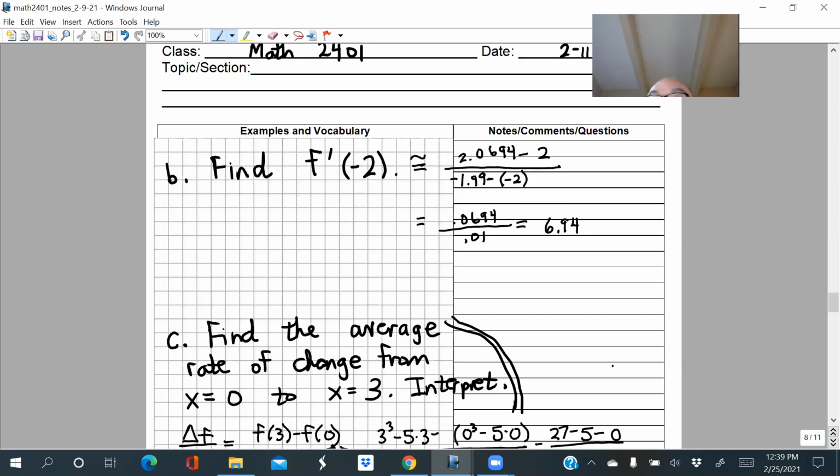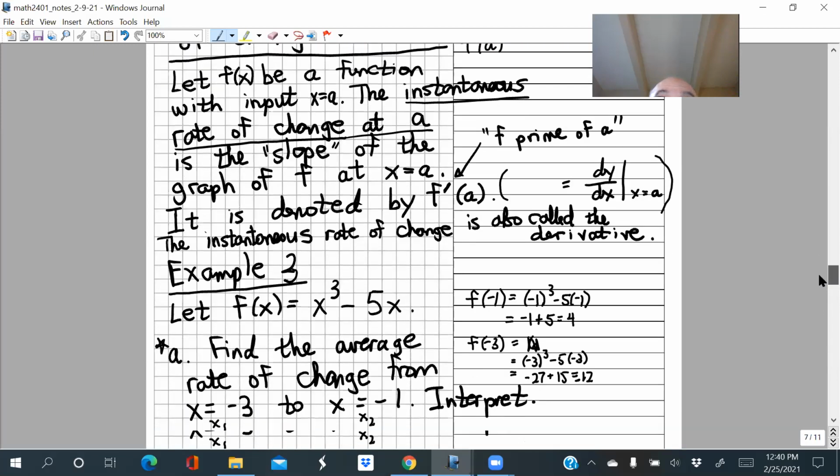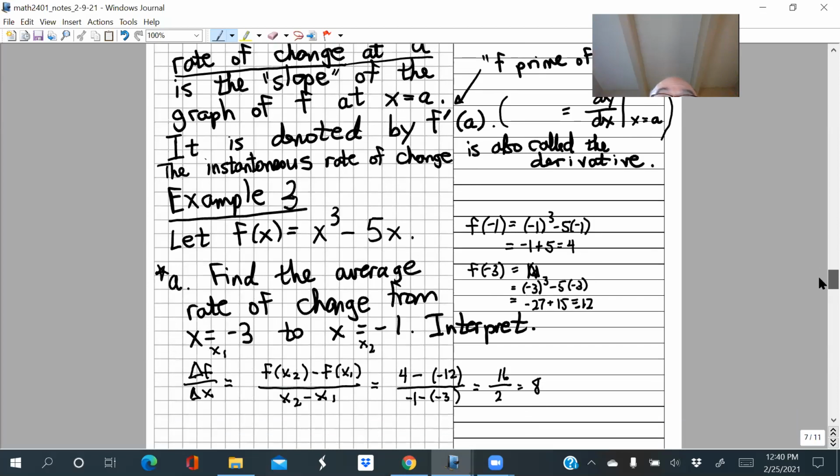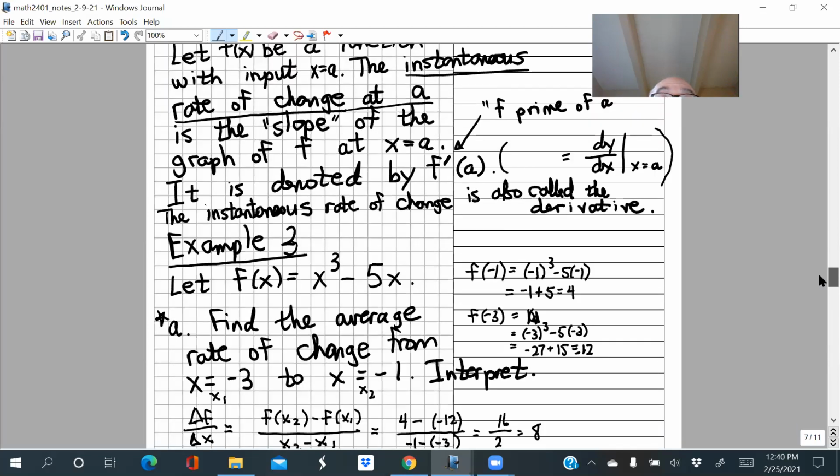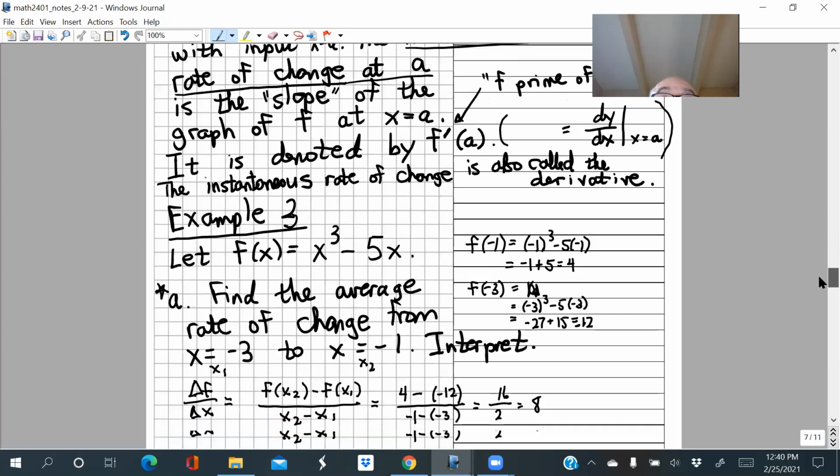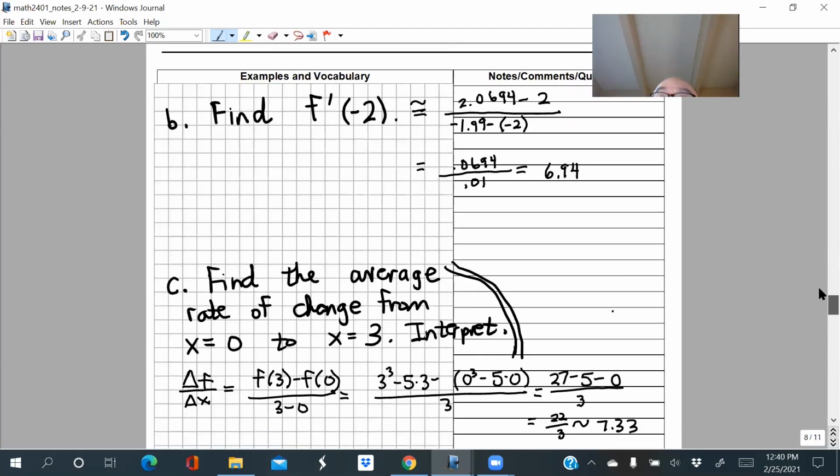So can we find exactly the tangent line and exactly the slope of the tangent line at a particular input? In this case, x equals -2. Let me check my work here to see how close I was. Yeah, that's pretty close. So we did a good job of estimating that instantaneous rate of change.